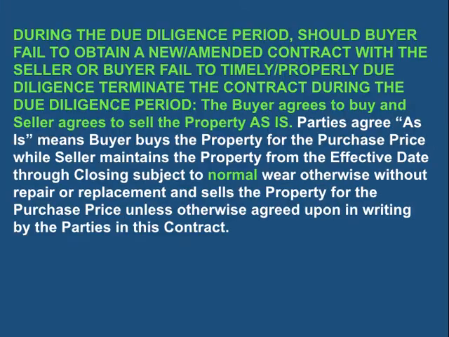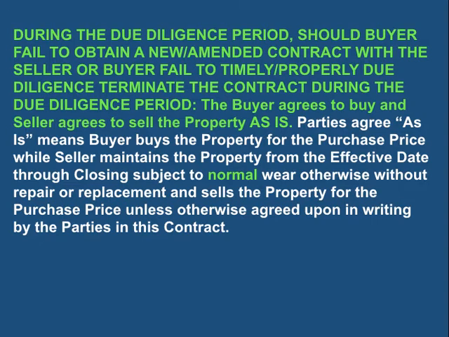During the due diligence period, should the buyer fail to obtain a new amended contract with the seller, or the buyer fail to timely, properly, due diligence terminate the contract during the due diligence period, the buyer agrees to buy and seller agrees to sell the property as is. Parties agree that as is means the buyer buys the property for the purchase price while seller maintains the property from the effective date through closing, subject to normal wear, otherwise without repair or replacement, and sells the property for the purchase price unless otherwise agreed upon in writing by the parties in this contract.